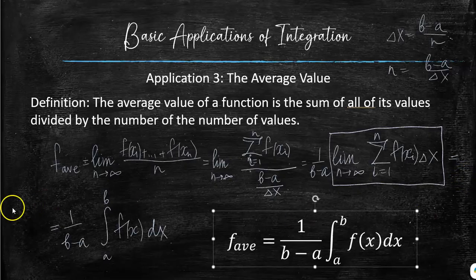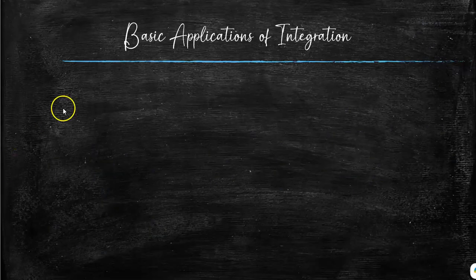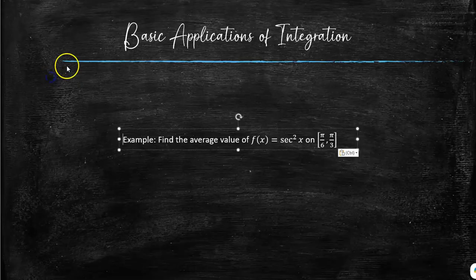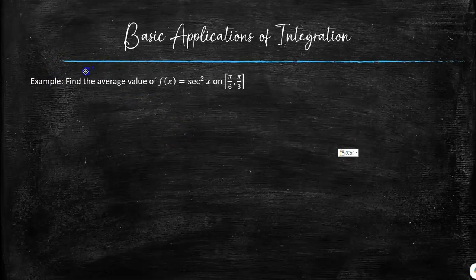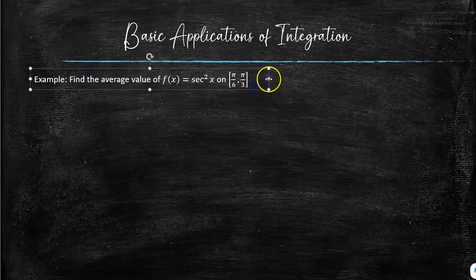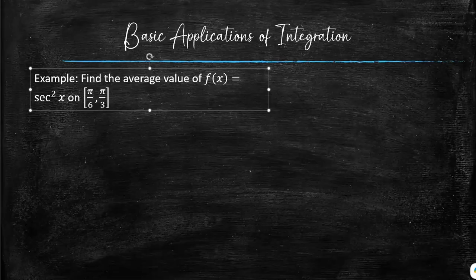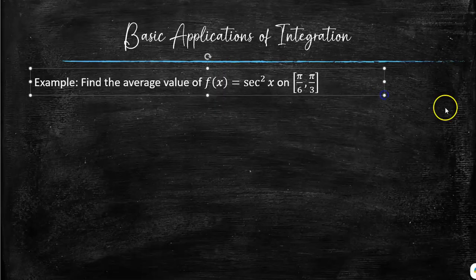With this formula, we can now find the average of not every function yet, but of many functions. So let's find the average value of this function on this interval. So how do we do that?